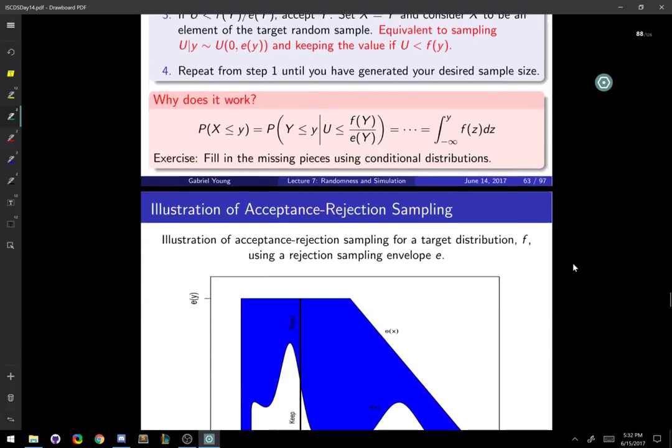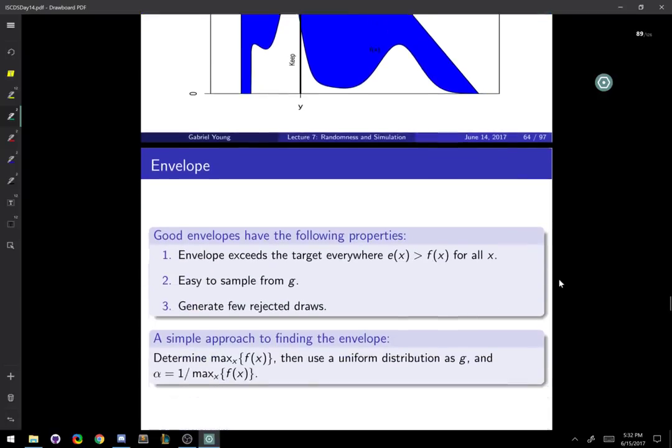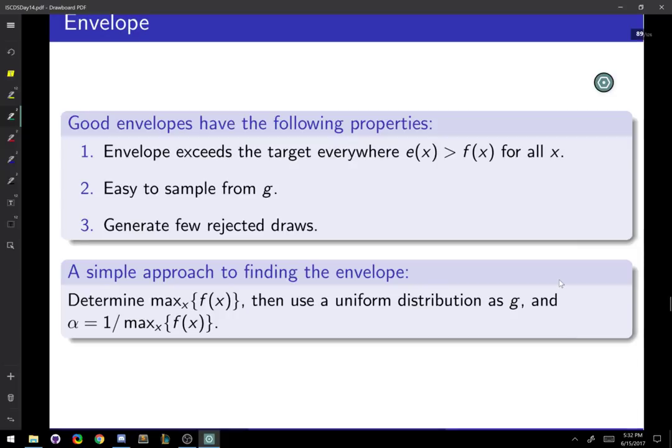So here's another picture. I mean, these are all classic pictures from textbooks. The envelope function does not have to be uniform, but it's just something that covers the target. So good envelopes exceed the target everywhere. So obviously, you want that property.